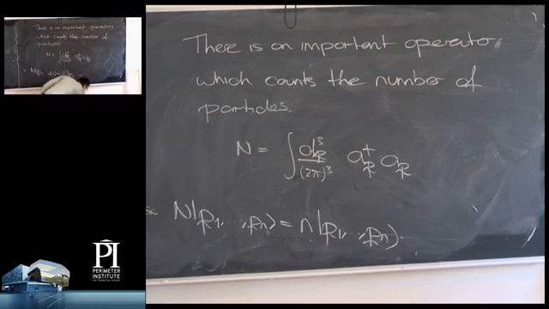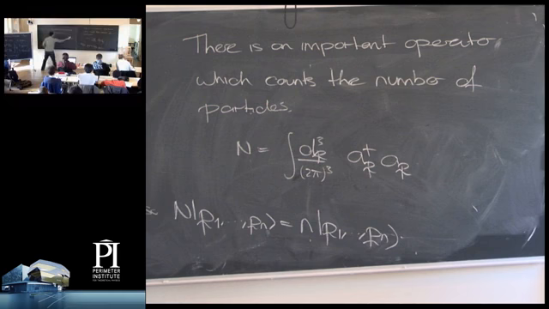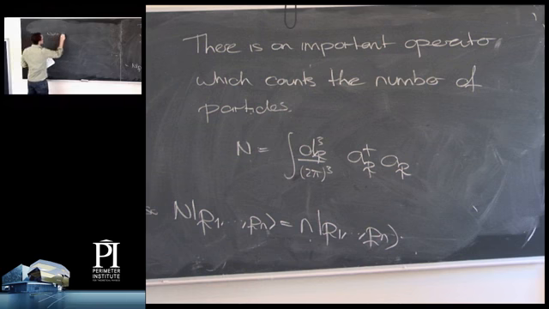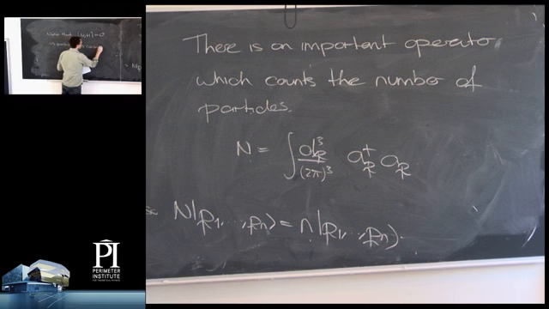It's easy to check that if you act on a state with particle number n with the number operator, it gives you back little n, the number of particles. Notice that this number operator commutes with the Hamiltonian, which means that the particle number is conserved.